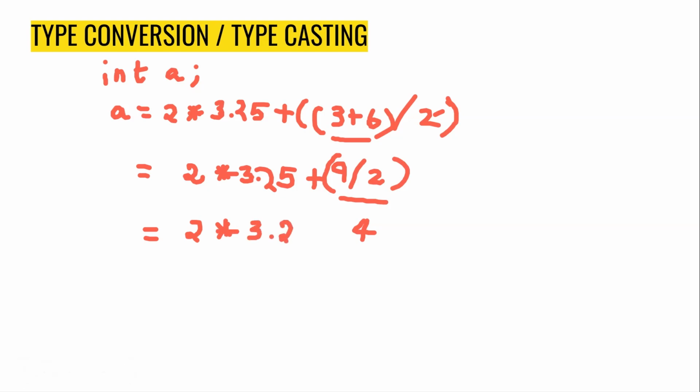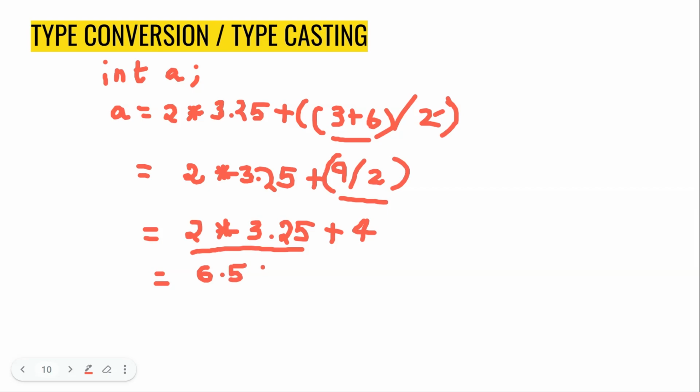So next evaluation, we will be seeing the operator precedence rule or the associativity rule. We have two operators, the multiplicative operator and the addition operator. The multiplication operator has the higher priority. So that expression will be evaluated first, 2 into 3.25, where you will get the answer as 6.5.